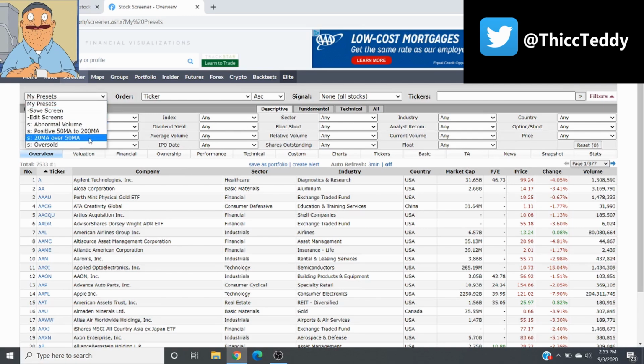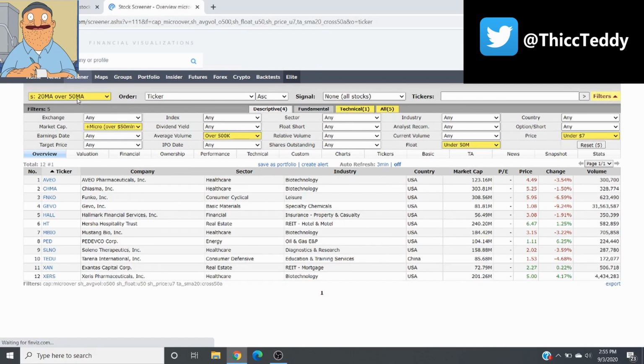So starting out, I have the 20-day moving average over 50-day moving average screener. What this is basically, it's going to point you to stocks that within the last 20 days have been trending upwards more so than they have within the last 50 days. So that means within about the last 20 days, they've moved up at a higher rate.